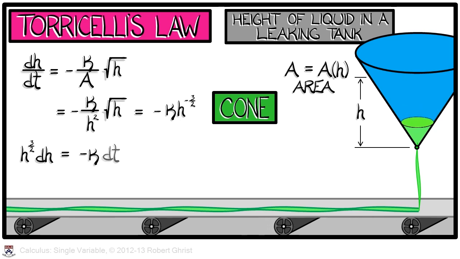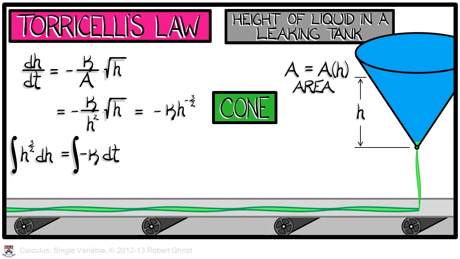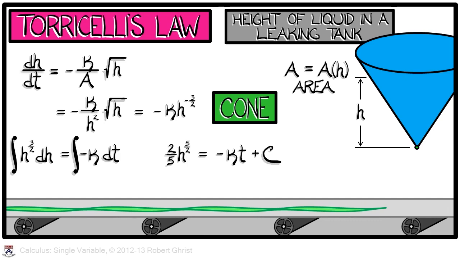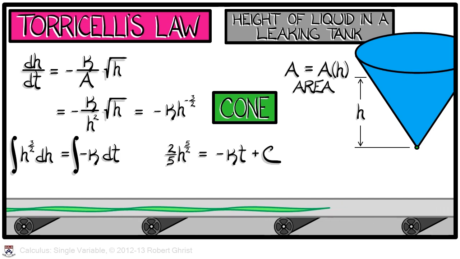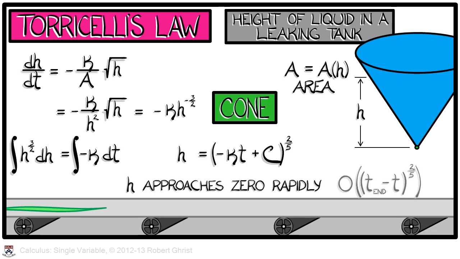This is separable, and moving the h to the 3/2 over to the left side and then integrating both sides yields on the left h to the 5/2 times 2/5, and on the right a constant times t plus an integration constant. Solving for h gives a linear function of t raised to the 2/5 power, where the constants will depend on the physics in your initial condition. What this implies is that h approaches 0 very rapidly at the end. How rapidly? It is in big O of the final time minus t raised to the 2/5 power. That goes to 0 very, very sharply when you're looking at something to a power of 2/5.